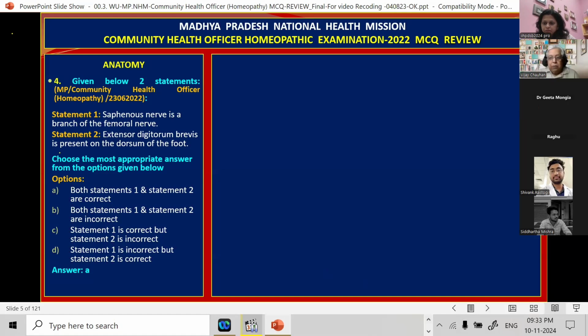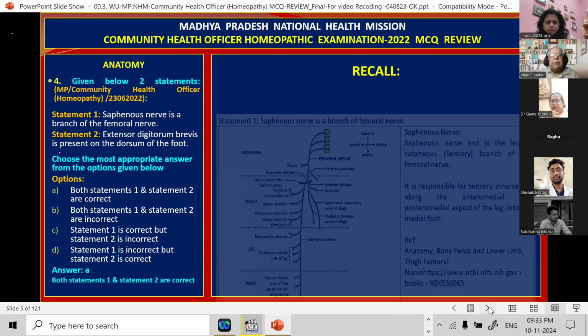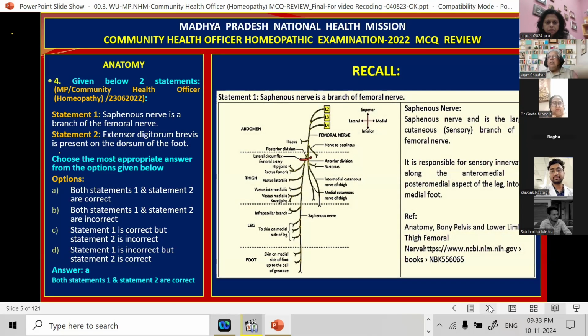Let us go to the answer then. So the very first thing, this particular diagram is for statement 1. Saphenous nerve is a branch of femoral nerve. Please see this particular diagram.